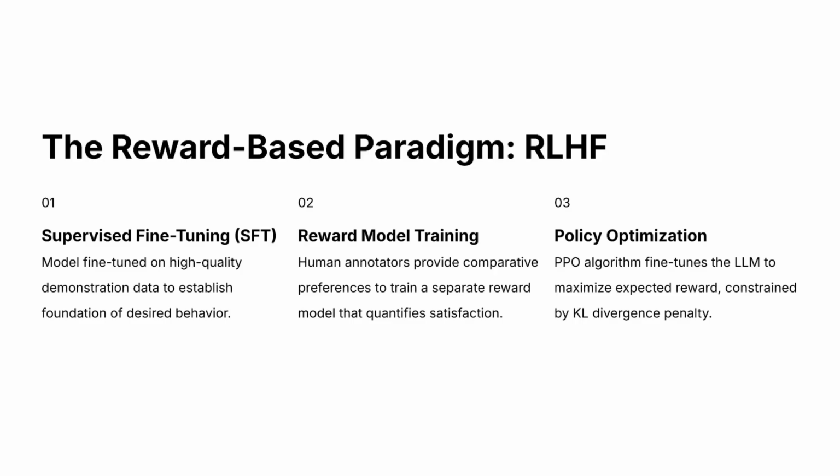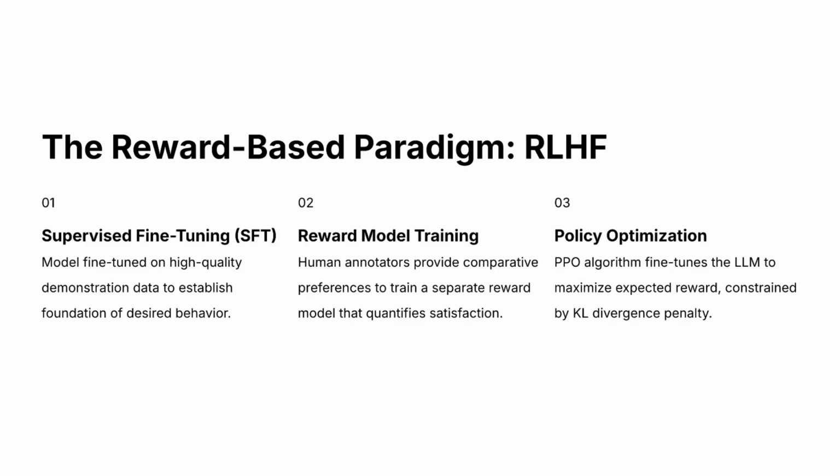Then we have the reward model training. Human annotators compare pairs of model responses and indicate which one they prefer. Those preferences are then used to train a separate reward model that effectively learns to score how satisfying or aligned a response is from a human perspective.